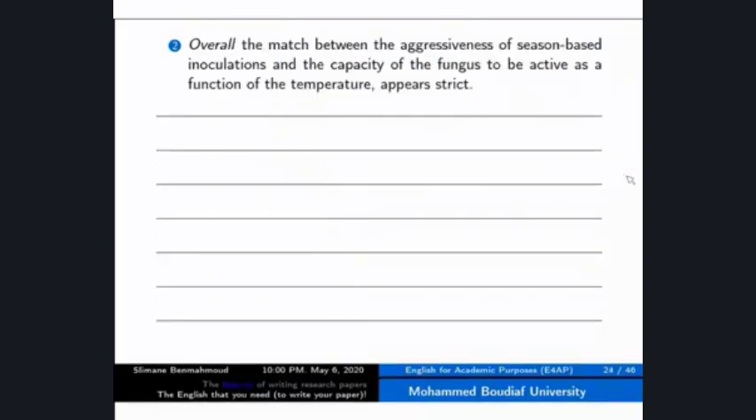Another example is: overall, the match between the aggressiveness of season-based inoculation and the capacity of the fungus to be active as a function of the temperature appears strict. Also, I'm going to give you some time to think of what is not okay with this sentence. Then I'm going to write it in the correct form.